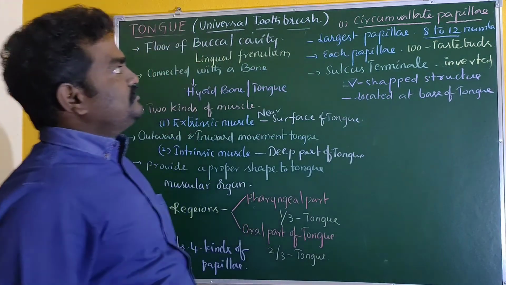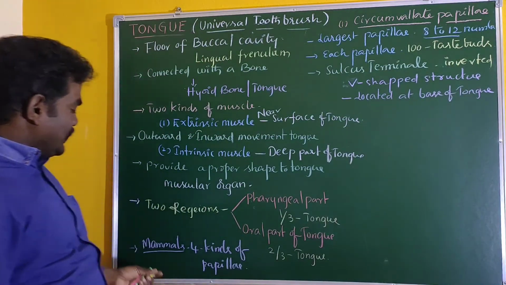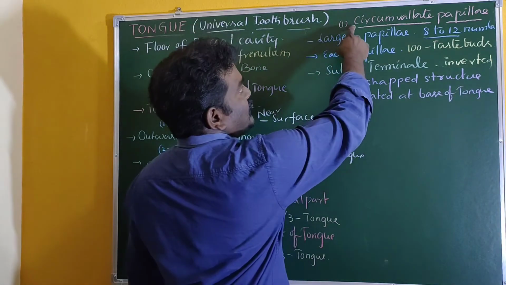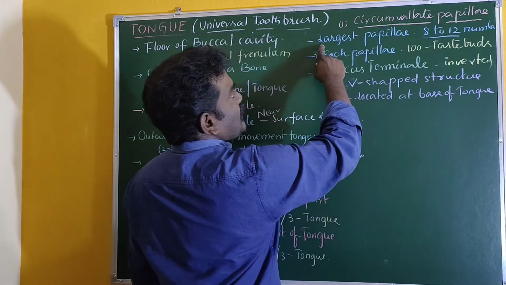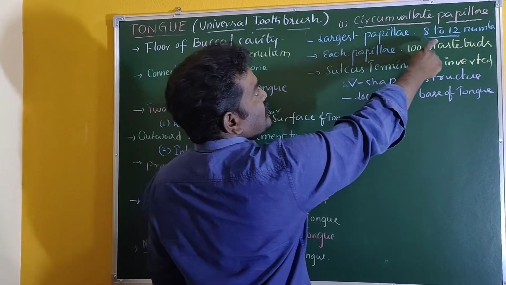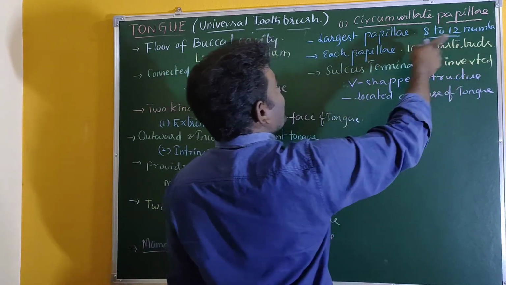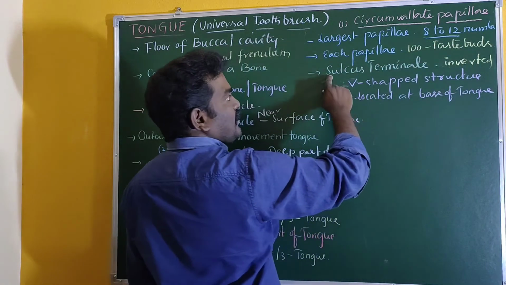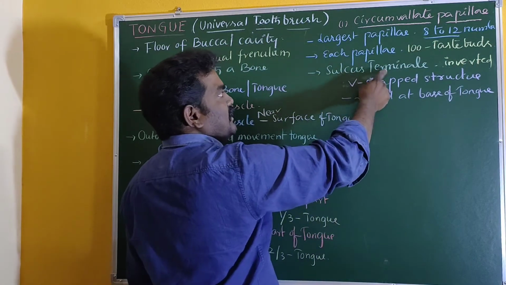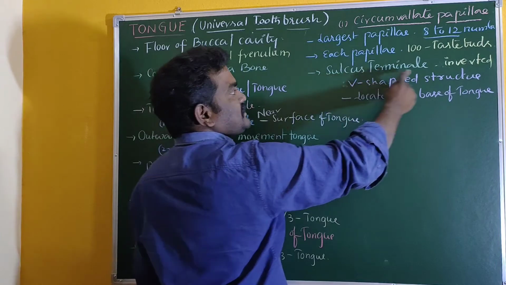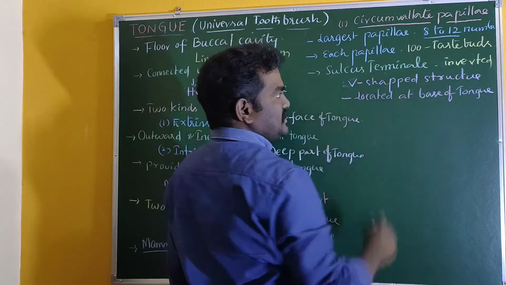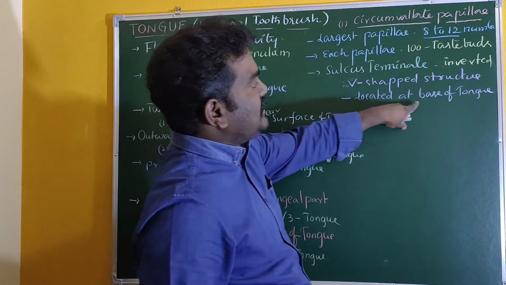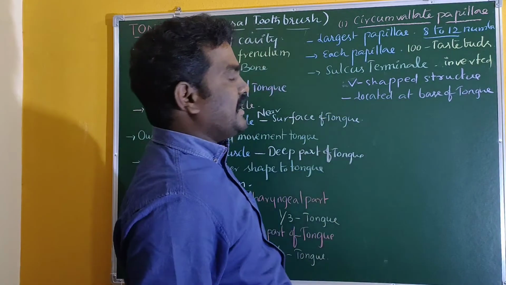So this is about circumvallate papillae, the first of the 4 kinds of papillae. They are the largest papillae, 8 to 12 in number. Each papilla contains 100 taste buds. They are located at the sulcus terminal, an inverted V-shaped groove at the base of the tongue, near the pharynx.